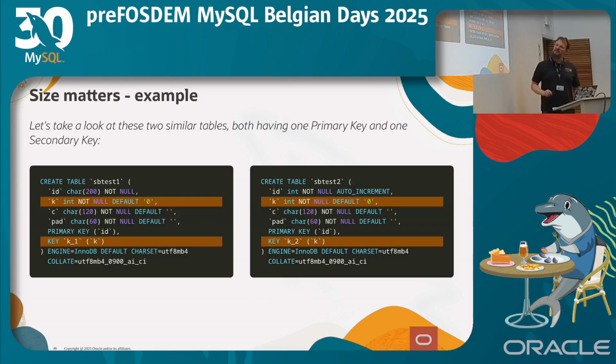So let's have an example. Here we have two similar tables, and both have a primary key, and both have a secondary key. The difference is the primary key. On the left side, you can see that the primary key is a CHAR(200), and on the right side, it's an INT AUTO_INCREMENT.